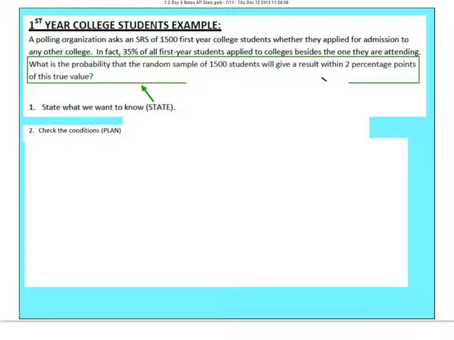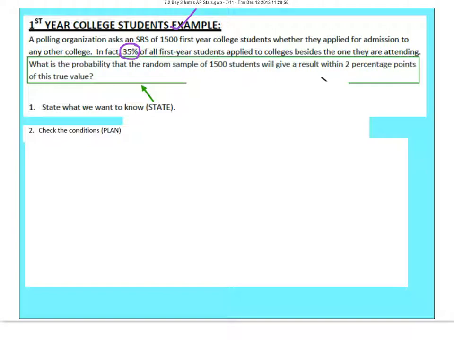So let's go ahead and actually compute a probability question. First year college student. A polling organization asked an SRS of 1,500 first year college students whether they applied for admission to any other college. In fact, 35% of all first-year college students applied to colleges besides the one they're attending. What is the probability that a random sample of 1,500 students will give a result within 2 percentage points of this true value? Now, keep in mind here, the 35% is the actual sample value, the p-hat.